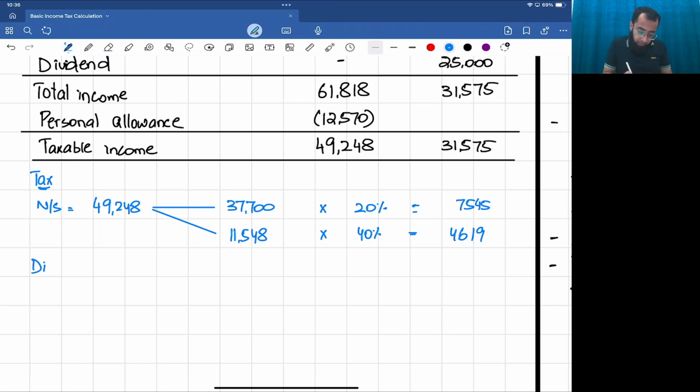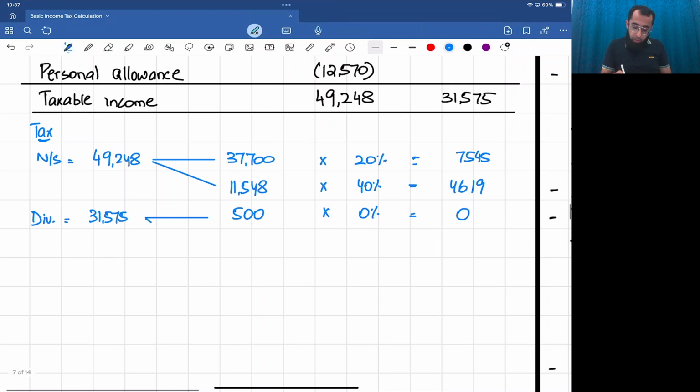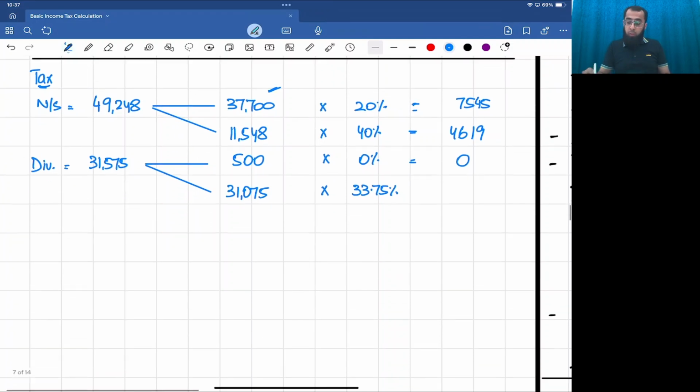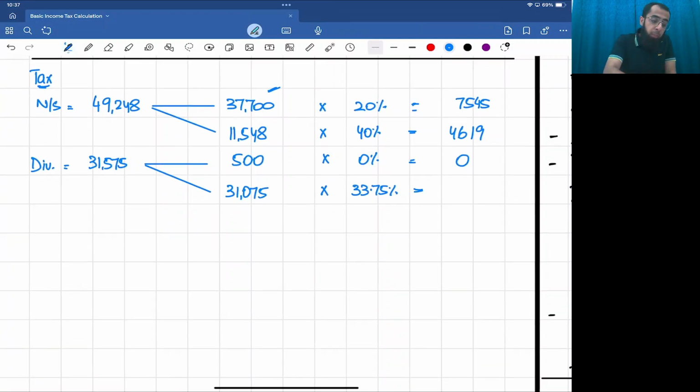Then comes the dividend, 31575. 500 will be taxed at 0%. Here you go, that gives you 0. And then the remaining dividend income 31075. Since the basic rate band has already ended, it was used by the non-saving income, so the dividend will now be taxed at 33.75.